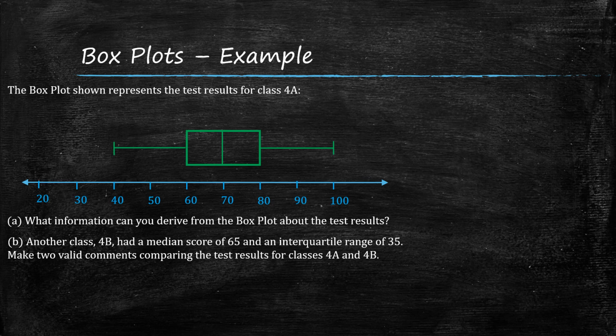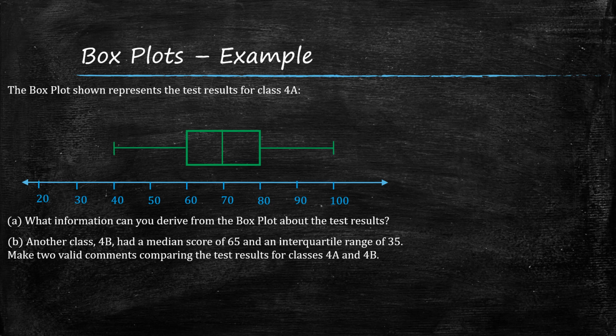Okay, let's take a look at a box plot example question. The box plot shown represents the test results for class 4A. We're given a box plot in green accompanied by a number line in blue. The number line runs from 20 all the way up to 100 and represents the test score percentages for class 4A. In part A, we're asked what information can you derive from the box plot about the test results. In part B, we are told that another class 4B had a median score of 65 and an interquartile range of 35. And we're asked to make two valid comments comparing the test results for class 4A and 4B.